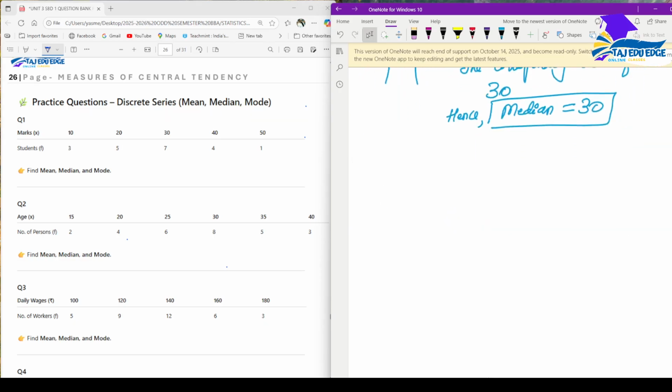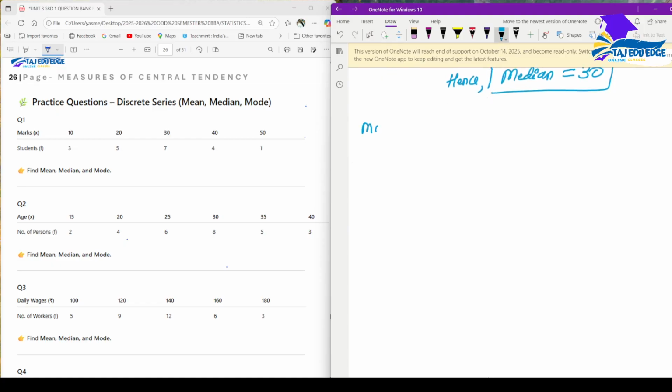Mode is so simple here. See, mode, we can see that in the question they have given x 10, 20, 30, 40, 50, right? F is 3, 5, 7, 4 and 1, correct? So now which is the highest frequency? 7 is the highest frequency, right? And what is the corresponding number of 7? 30.